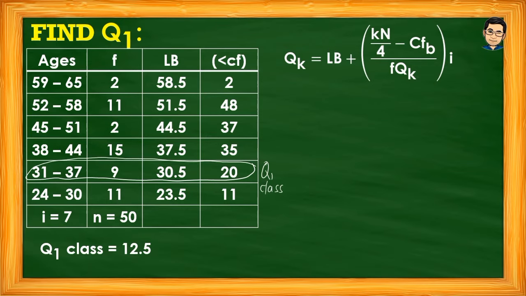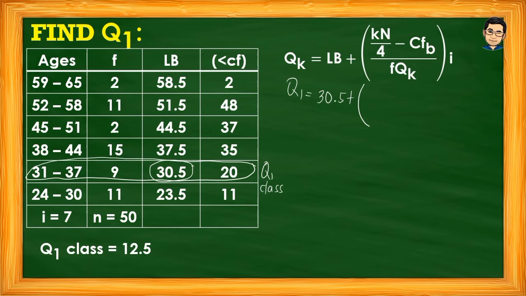Okay, so Q sub K, that is Q sub 1, equals LB. So, dun sa Q sub 1 class natin matatagpuan yung lower boundary. So, yung Q sub 1 class natin, yun yung 31 to 37. So, ayan, kitang-kita naman yung ating lower boundary. Ito siya, 30.5. So, isusulat natin 30.5 plus kn over 4. So, ito po yung ating Q sub 1 class.